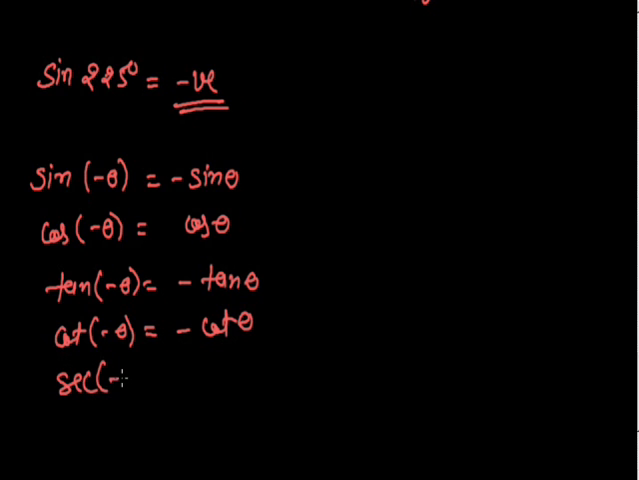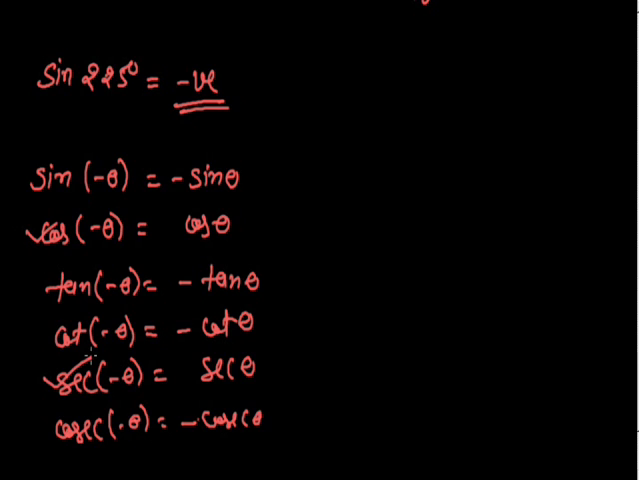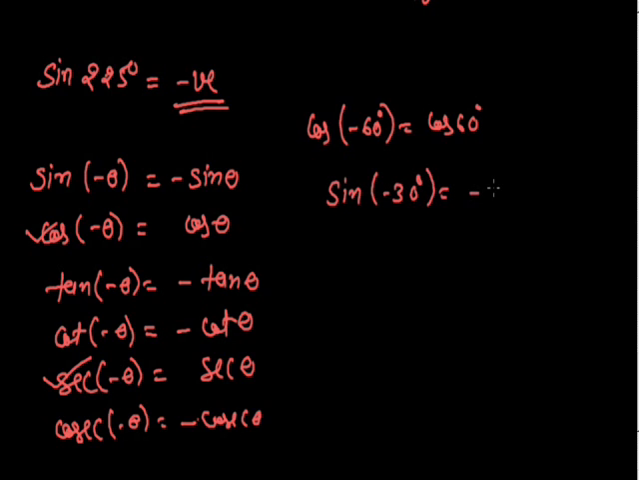Sec of minus theta is equal to sec theta. And cosec of minus theta is equal to minus cosec theta. That means only cos of minus theta and sec of minus theta are equal to cos theta and sec theta respectively. That means the value of cos minus 60 degree will be equal to cos 60 degree, but the value of sine minus 60 degree or minus 30 degree will be equal to minus sine 30 degree.